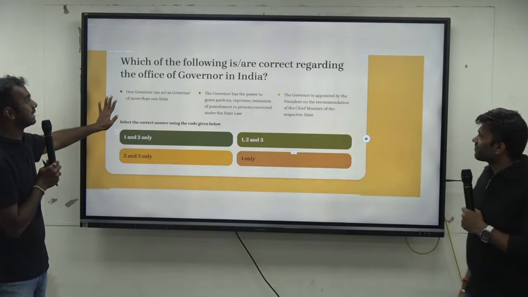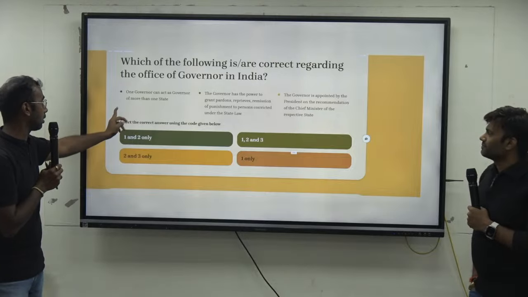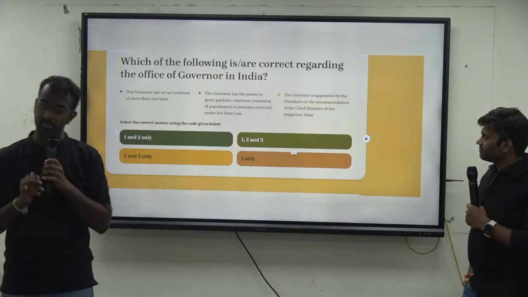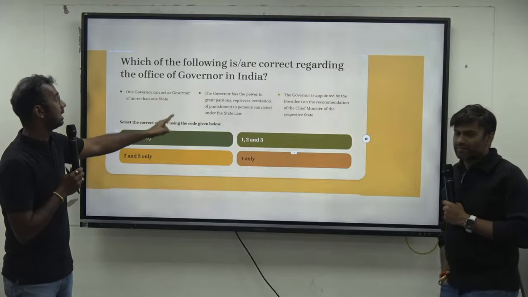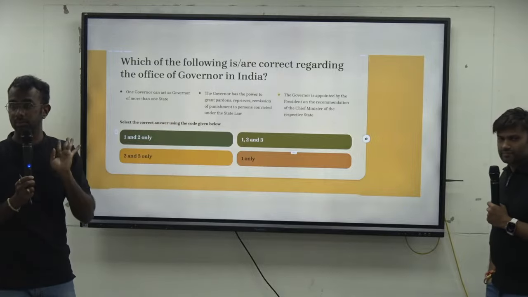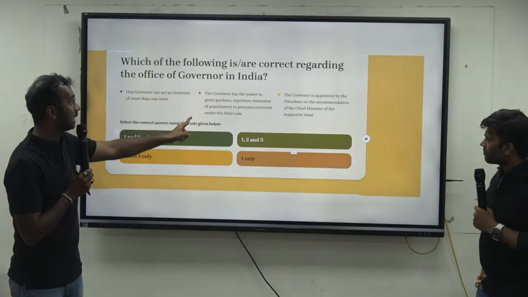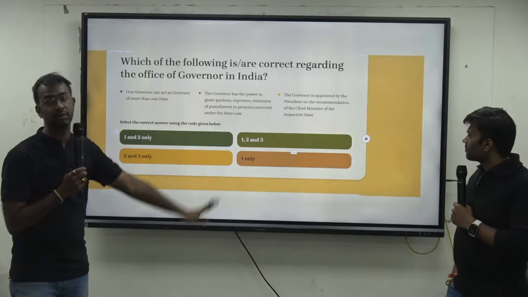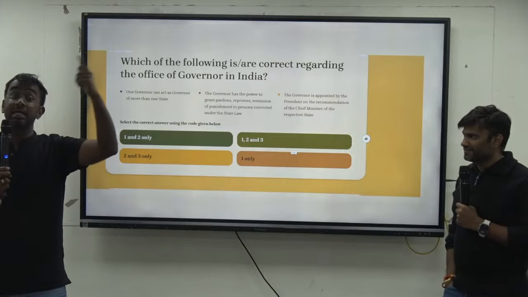Which of the following is correct regarding the office of governor? One governor can act as a governor of more than one state. 100%. The governor has the power to grant pardon, reprieve, remission of punishment to persons convicted under the state law. The governor is appointed by the president on the recommendation of the chief minister of the respective state. 100% incorrect. But that is a suggestion given.